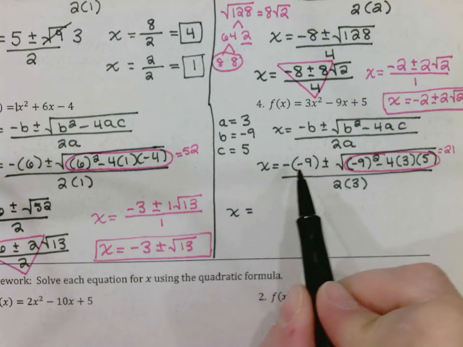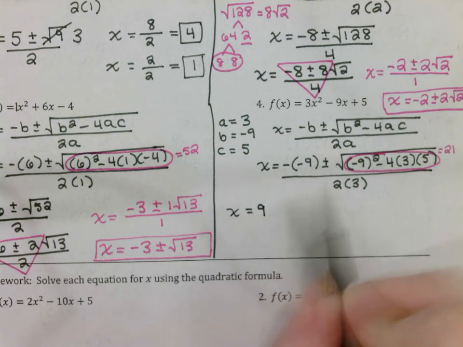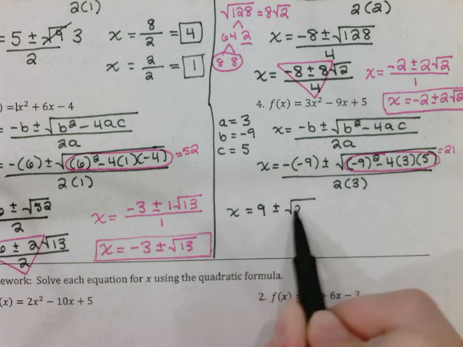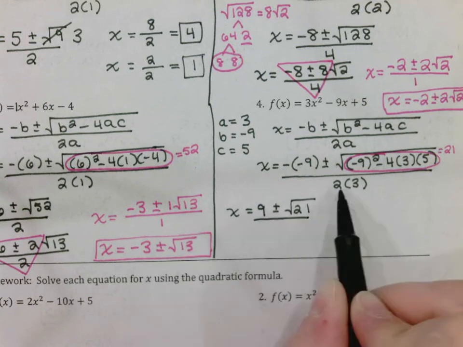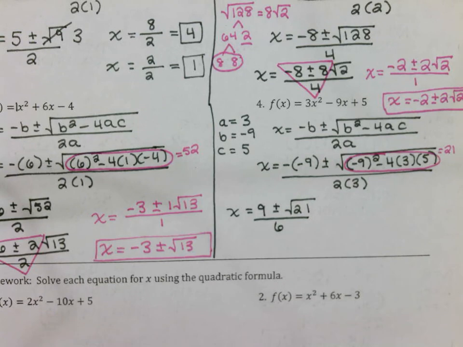Let's see, a -9. We talked about this. That's just going to give us a +9. Bring down my plus or minus. I have the square root of 21 over 2 times 3, which is 6. All right, the square root of 21. It's not a perfect square, but maybe we can simplify it.